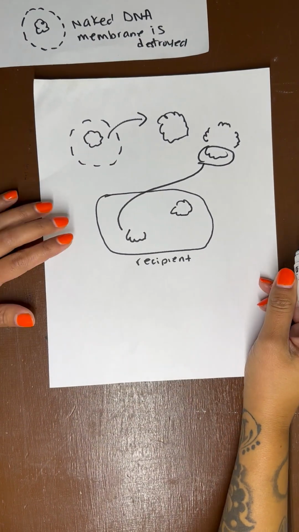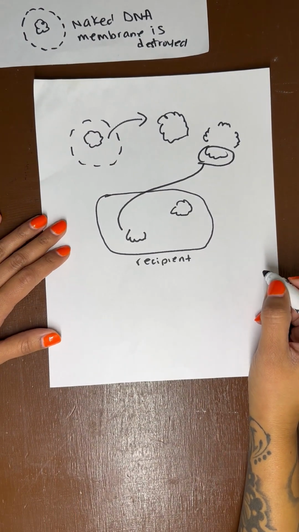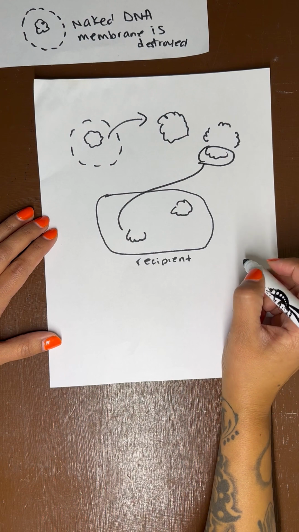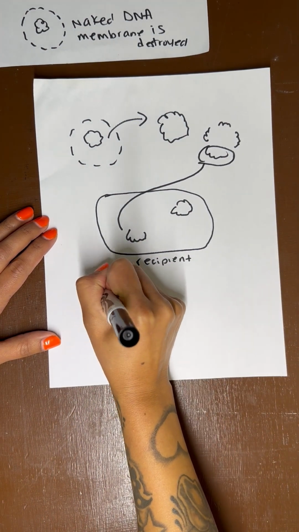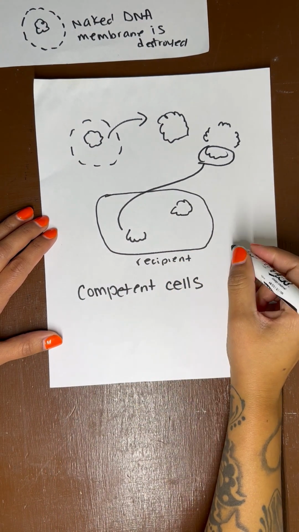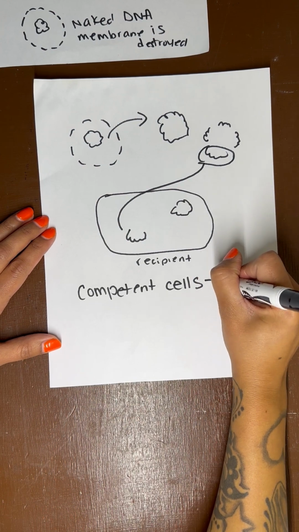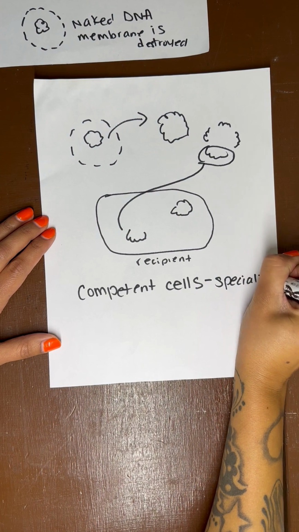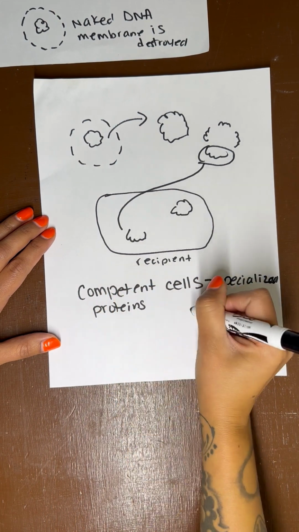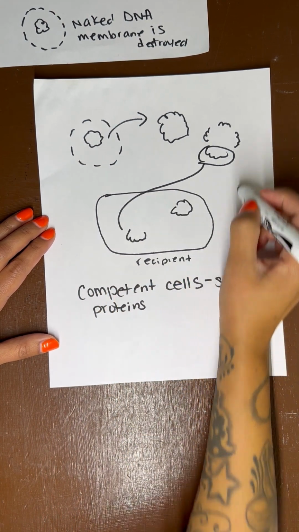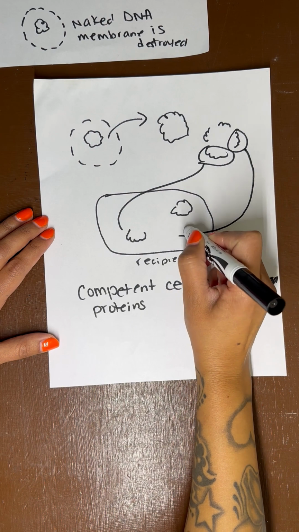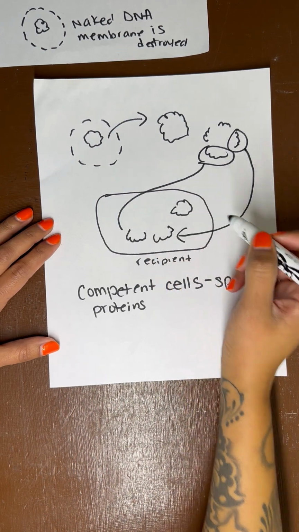But we need to know that not all of the cells can pick up this naked DNA. We have to have cells that are competent cells, and these cells have specialized proteins that are able to transport, again, the DNA across the cell envelope into the recipient.